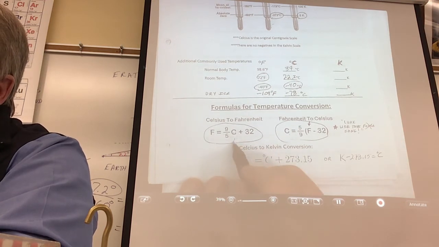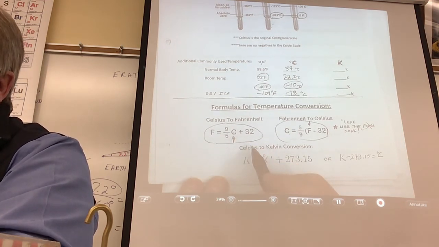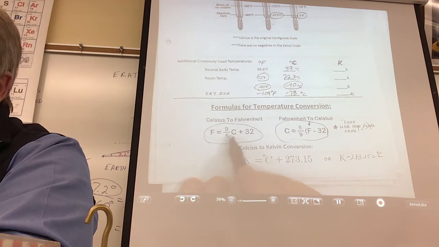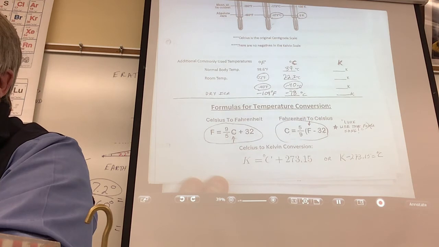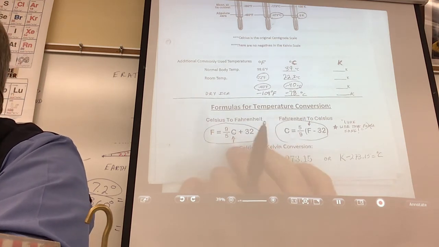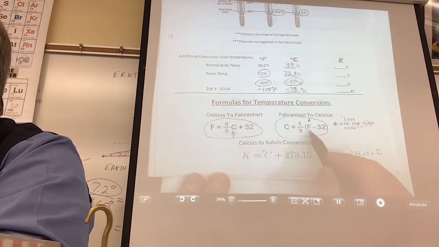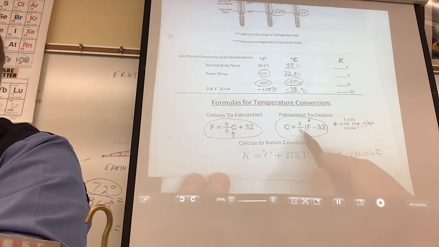If Celsius is 0, and I want to change it to Fahrenheit, what's 0 times 9/5? That's 0, and I add 32. 32. See, I know I memorized it right. That's my check. You see that? Let's try the other way around. How about 32 Fahrenheit? 32 minus 32 is 0. 0 times... See?